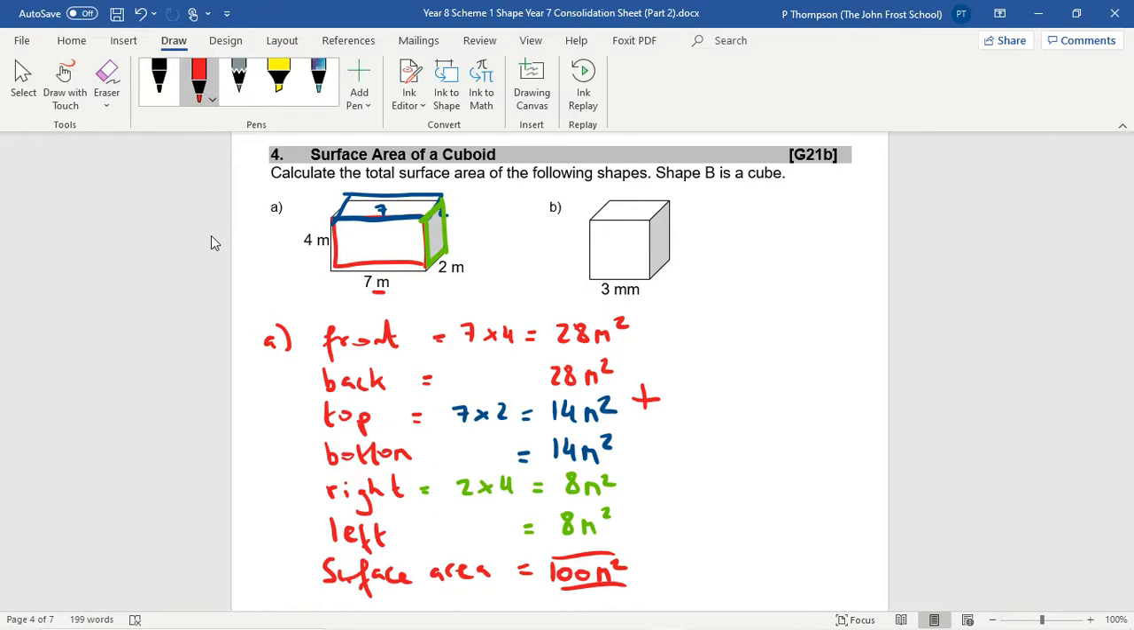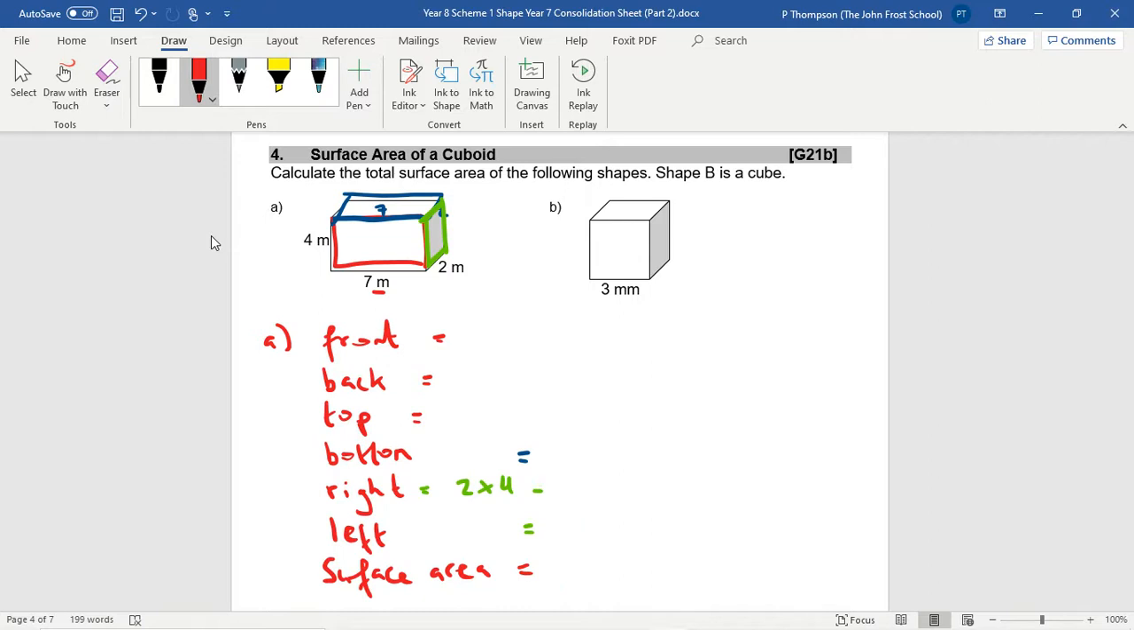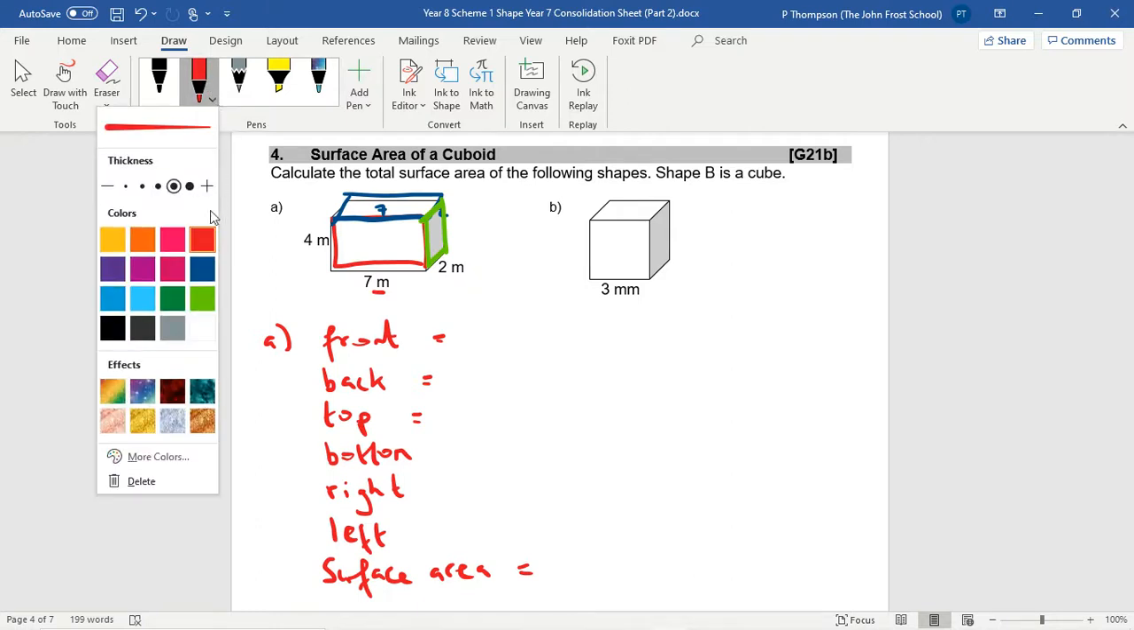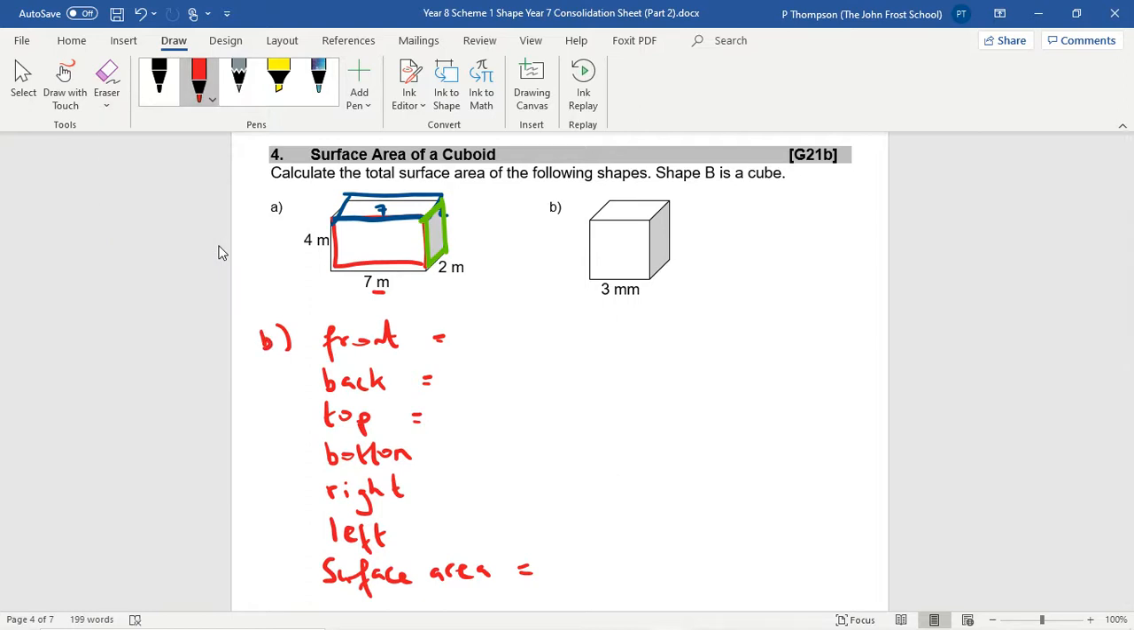All right. So I'm going to cheat a bit here on question B. Okay, I'm going to keep the frame of my answer and just alter the numbers when I need to. Okay, and actually this one's really easy because shape B is a cube. Remember, a cube's a 3D square, so it means that this is also going to be 3 millimeters, and this is going to be 3 millimeters here. So the front, hopefully you can see, is going to be 3 times 3, which is 9 millimeter squares.